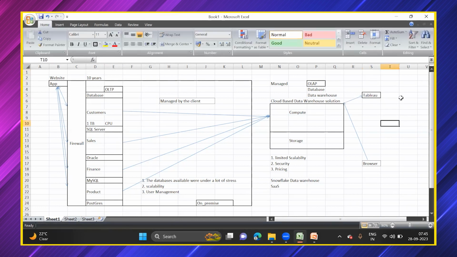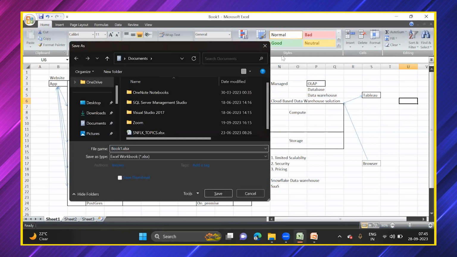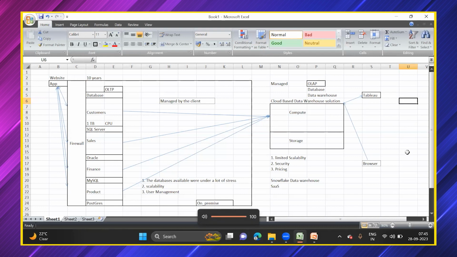Now, in this context, can we move our application and database to the cloud? Yes, everything. Even these databases can be moved to the cloud. There is no constraint. It is just that some companies are reluctant.